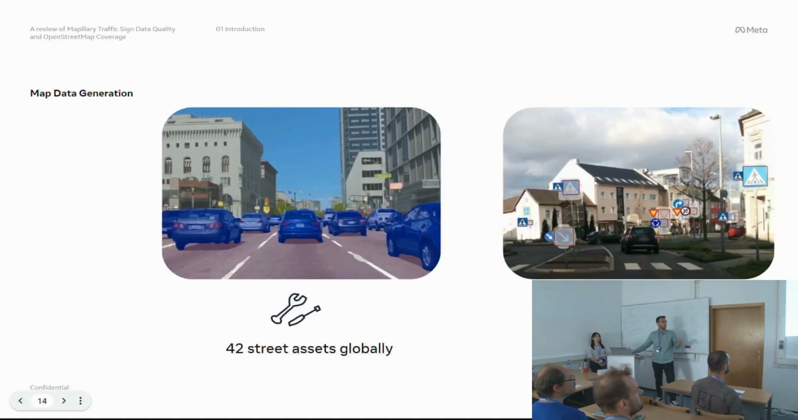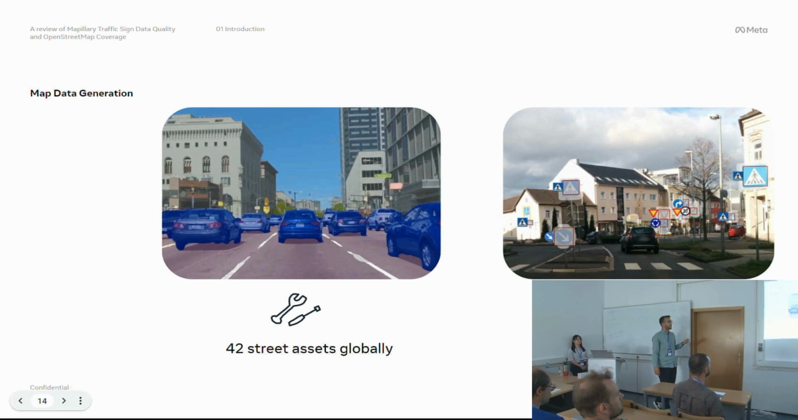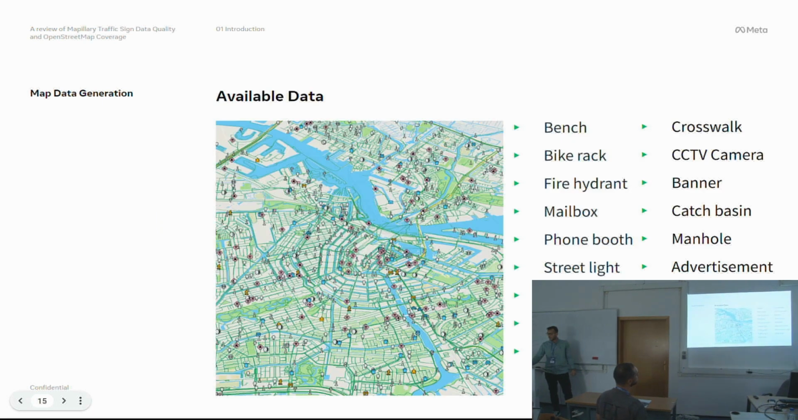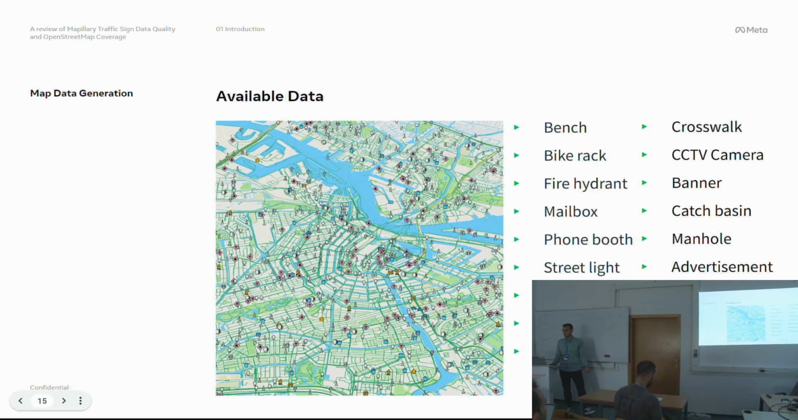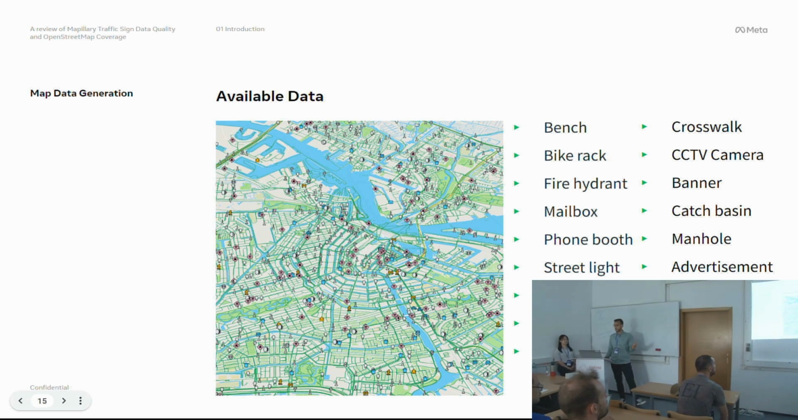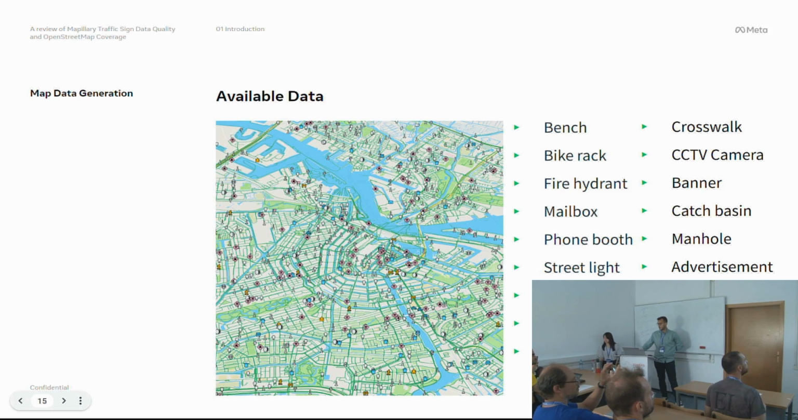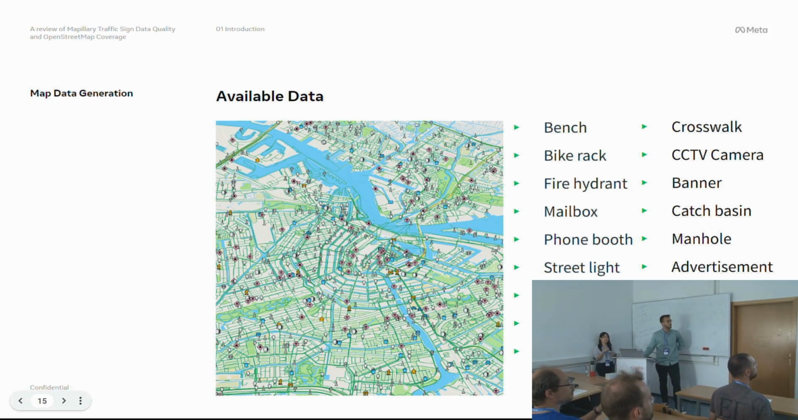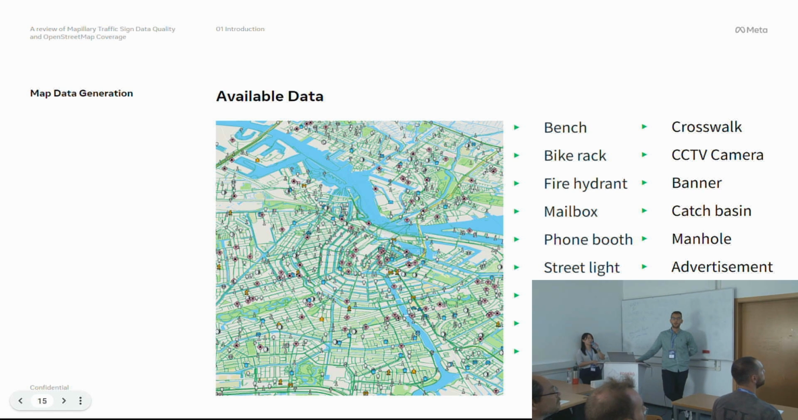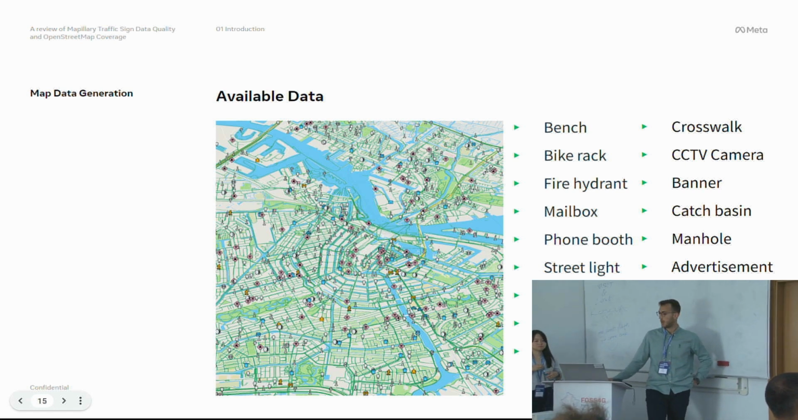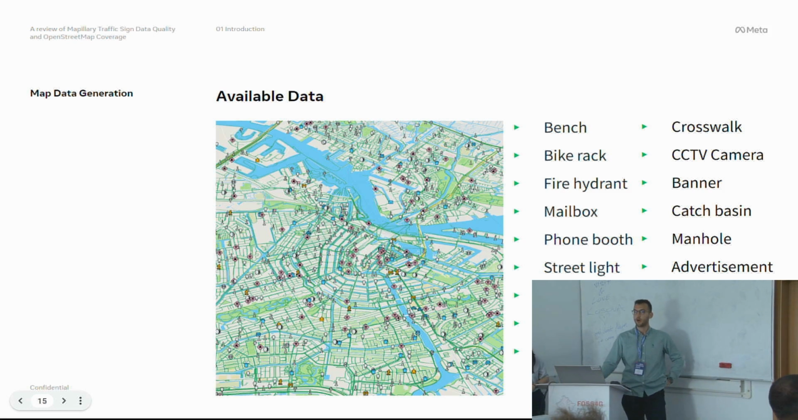All right, we extract 42 street assets globally, and more than 1,500 traffic sign classes. Some example map features: fire hydrants, street lights, utility poles, traffic lights, crosswalks, and those are some of the street furniture examples. Apart from that, we extract traffic signs as well, and today we are going to talk about their quality.